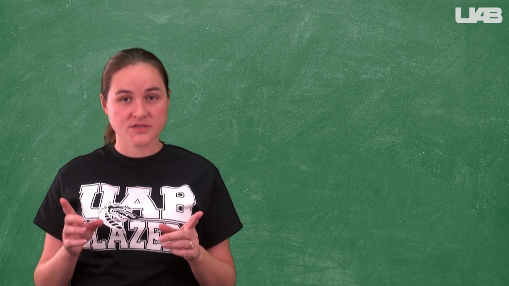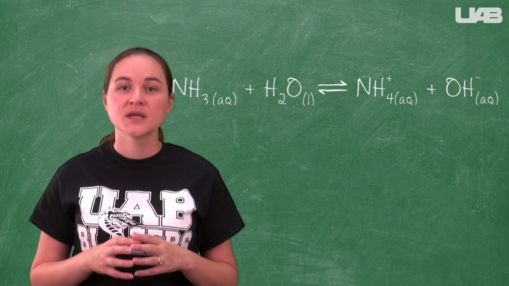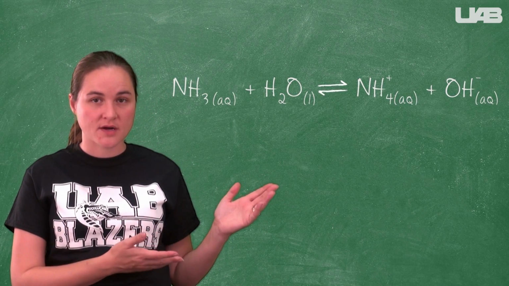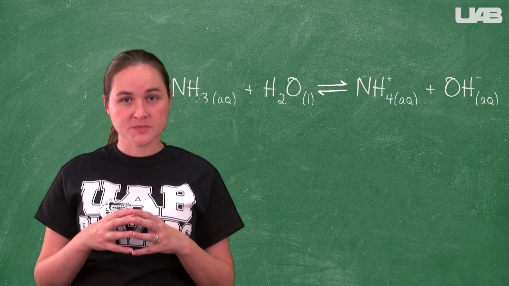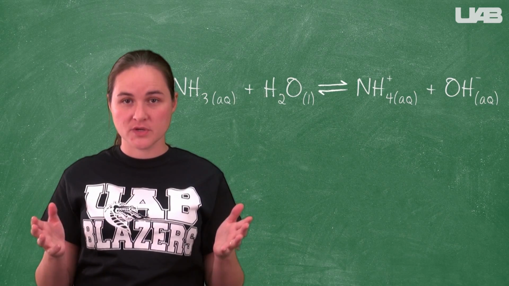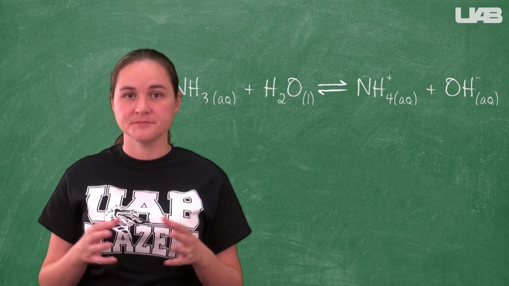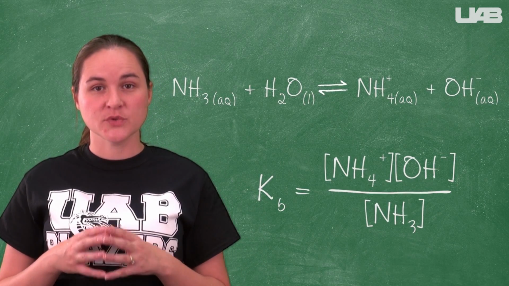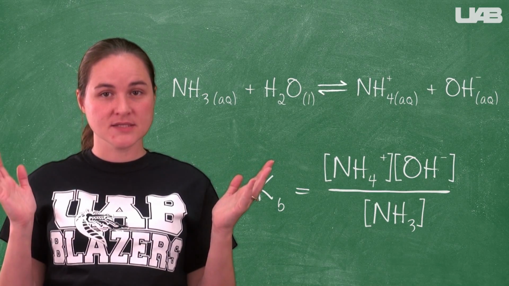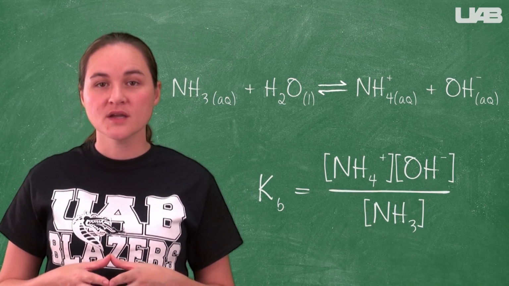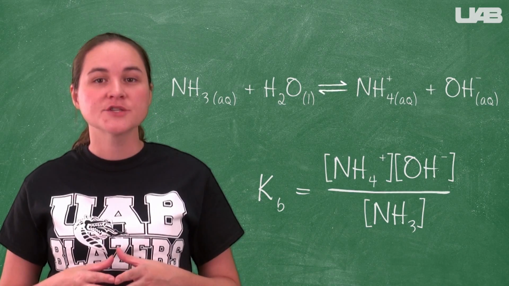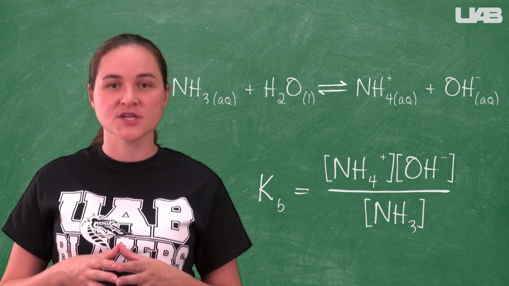Weak bases also will not completely dissociate. Here is the reaction of ammonia with water. An equilibrium forms between ammonia and the water and the ammonium ion and the hydroxide ion. We can express the relationship between concentrations with this equilibrium constant expression. We can call this constant Kb to reflect that it is the base ionization constant.